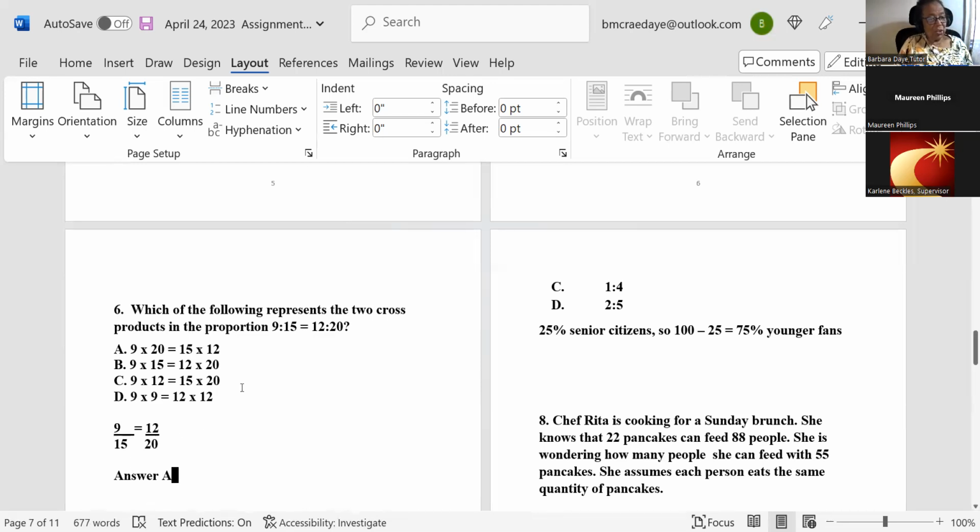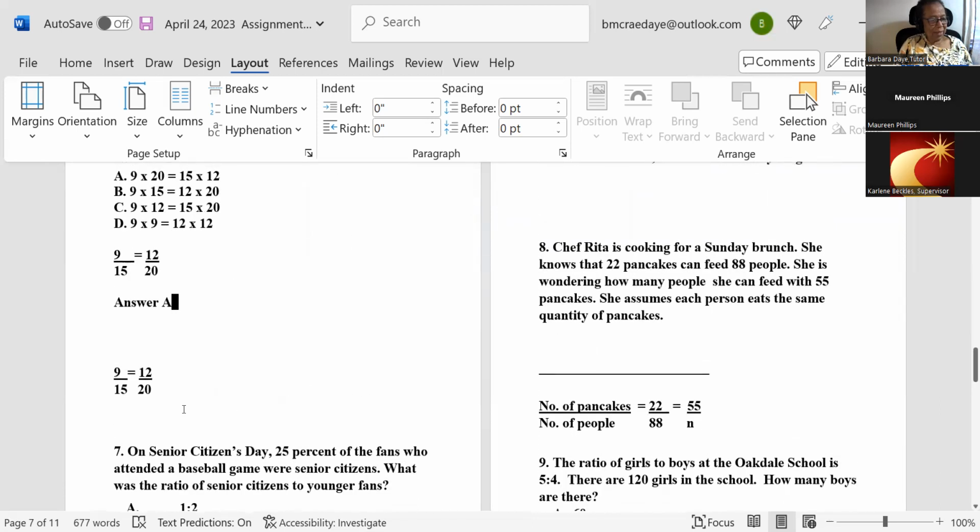So what you need to do is take these two ratios and write them as fractions. Then you cross multiply, right? And then 9 times 20. There we go. And that only appears one place, so you can eliminate the others. And 12 times 15, same as 15 times 12. Got it?